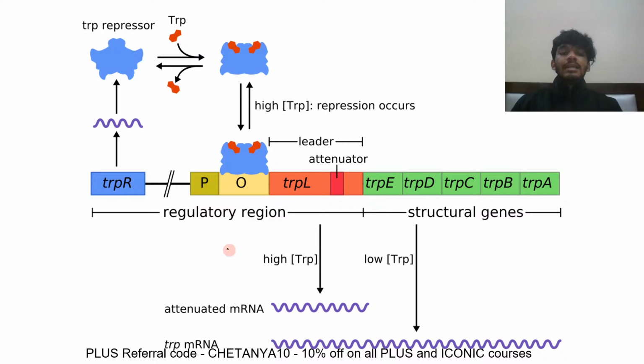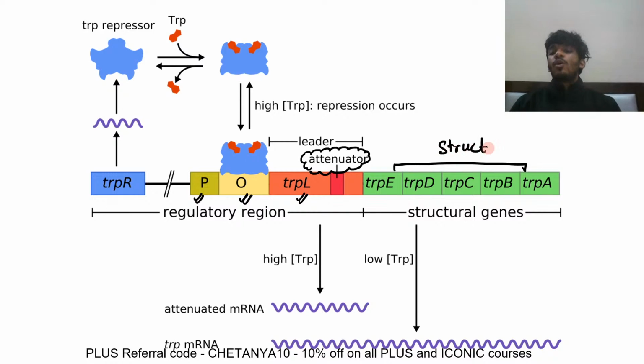Okay. So again here you will see there is a promoter site. There is an operator site. Then there is something known as a leader sequence in case of Trp Operon. I'll tell you why. There is an attenuator here, and then you have the structural genes, and they are in the opposite order. So first you will have TRPE, then TRPD, then TRPC, then TRPB, and then TRPA. Okay. Understand this much?